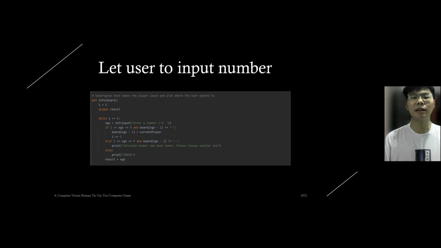Next is the subprogram for letting the users input their numbers into the board. I use more than, less than, and not equal to operators to meet other demands. Also, there is a while loop to ensure everything runs smoothly. The global result means that when the result is changed, the variable from the start will also change, not only inside this subprogram.